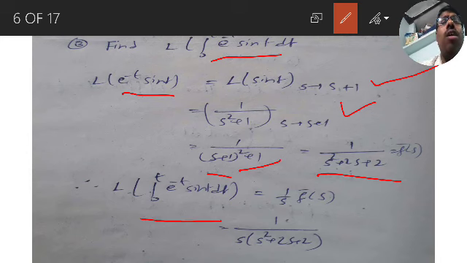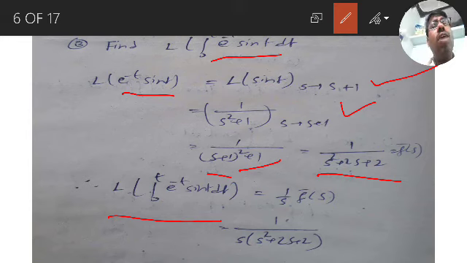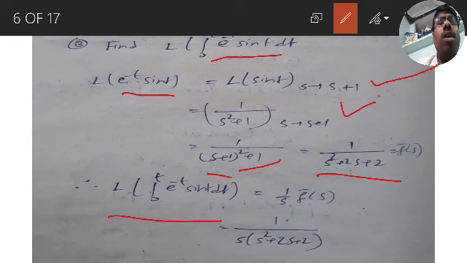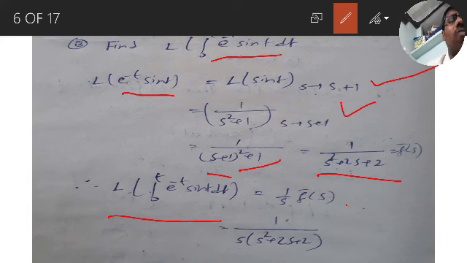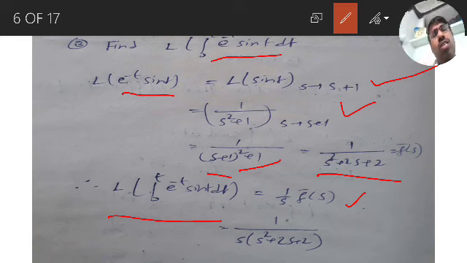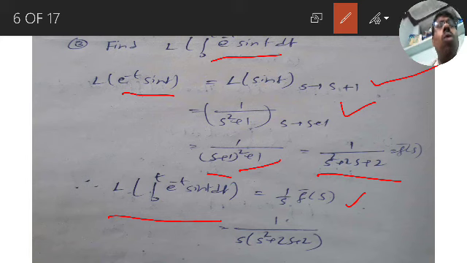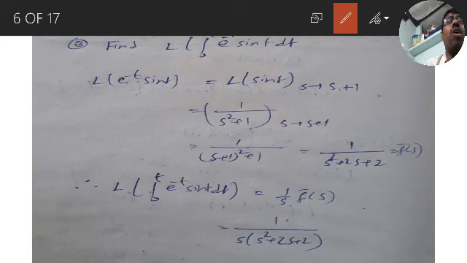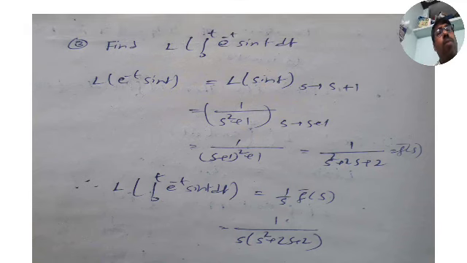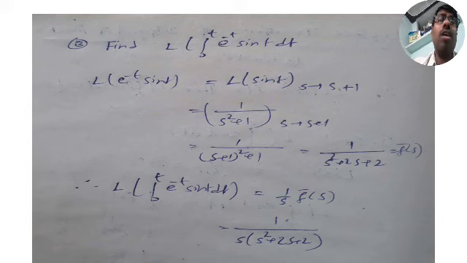Now apply the method: the Laplace transform of the integral from 0 to t of e power minus t into sin t dt is 1 by s into f bar of s. What is f bar of s? Just substitute. So what will you get? 1 by s into (s square plus 2s plus 2). So this is our final answer. So this is the problem we covered. How many did we cover? We covered 3 problems on finding the Laplace transform of the integral of a function.